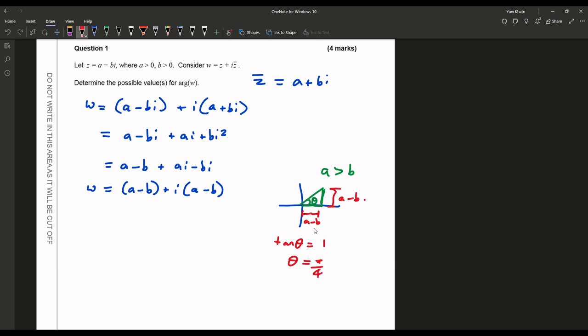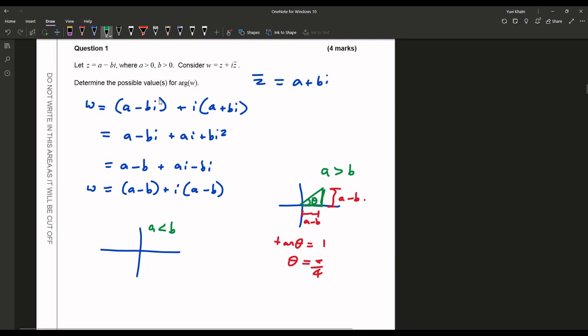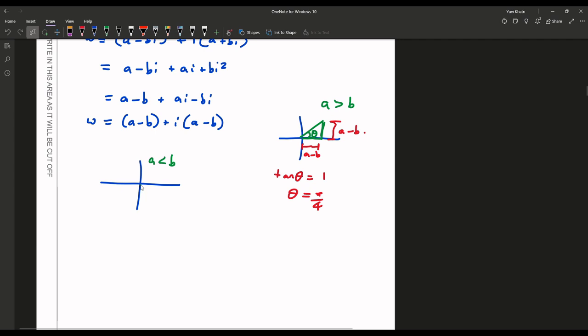So that's one case. Now the other case is what if a is less than b? So let me just draw this up. Now a is less than b. Again, because a and b are both greater than 0, if a is less than b, then the real and the imaginary components are both going to be negative. So this will be the other case, where w is in the third quadrant. And this is the angle theta that we're trying to find.